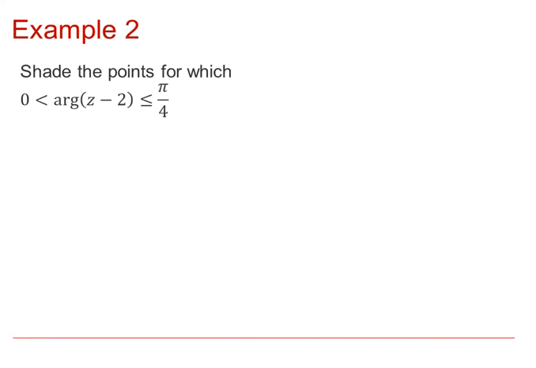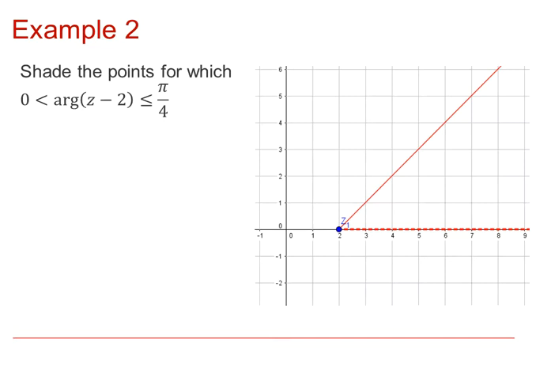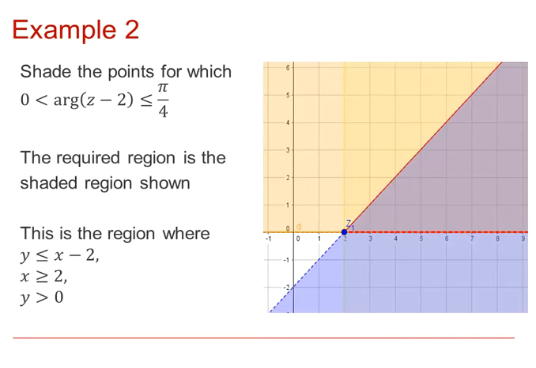We may also have to find regions that are described by the use of an argument. In the previous section on loci, we got used to finding arg of z minus z1 equal to a particular angle theta. You may remember that this locus was a half line starting at z1 with angle theta. In this example, z1 equals 2 plus 0i, and that would be our start point. The angle will be between 0 and pi by 4, so this is the region that would be shaded.